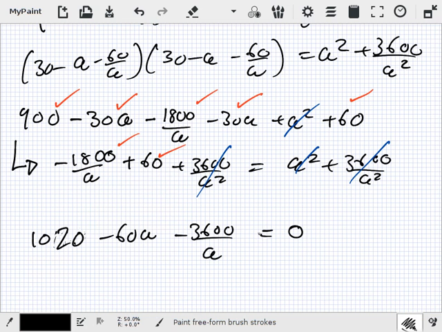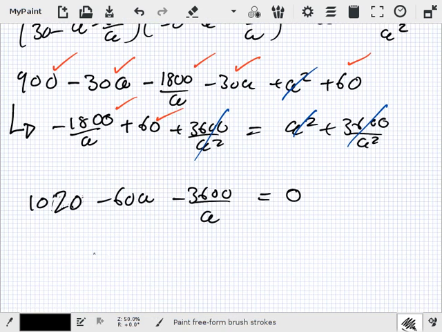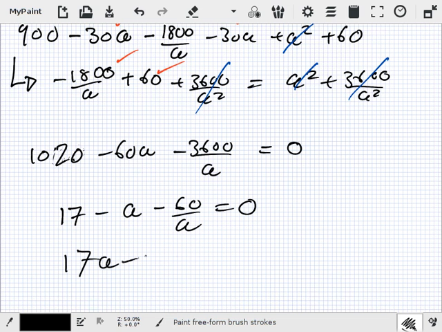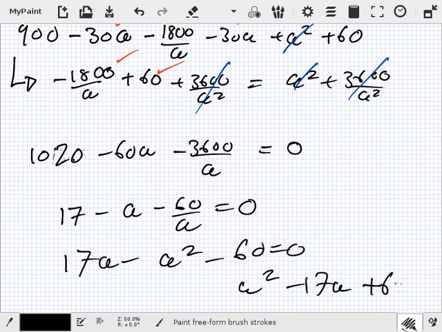You can divide everything by 60, can't you? What's 1020 divided by 60? Don't tell me you can't divide it by 60, it will break my heart. What is it? 17. Thank you. 17 minus A, and this one divided by 60, is it 60? Yeah, so right, what should I do next? Multiply by A. 17A minus A squared minus 60 equals 0. So A squared minus 17A plus 60 equals 0.